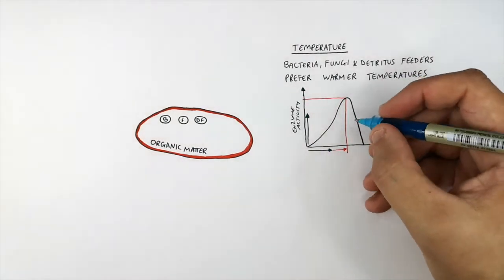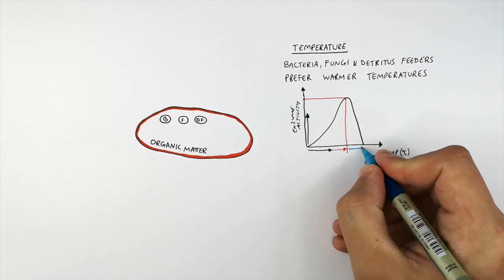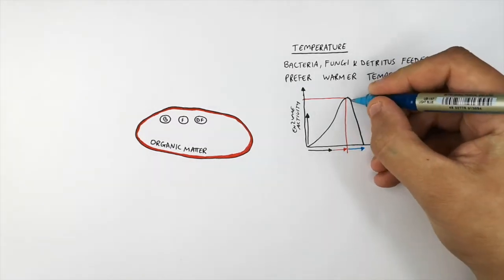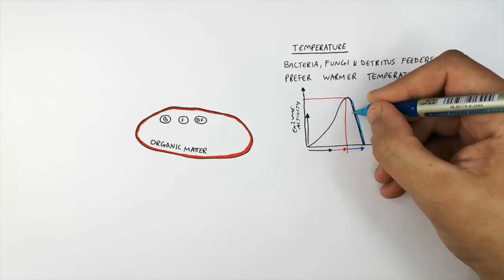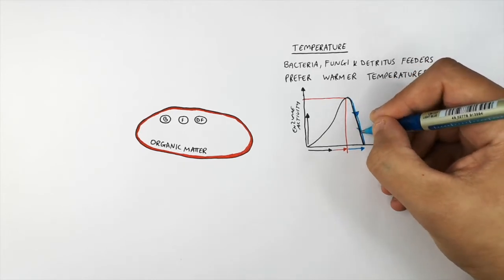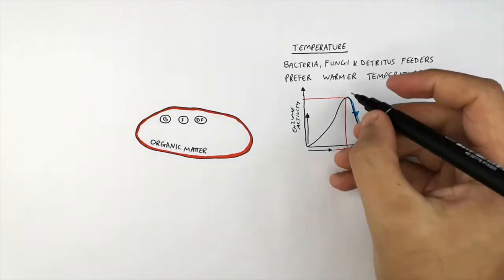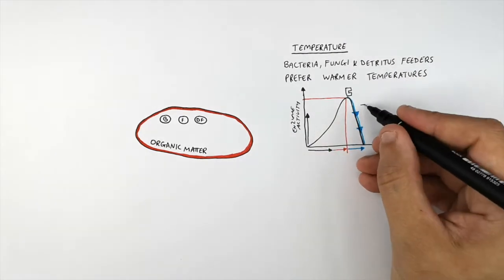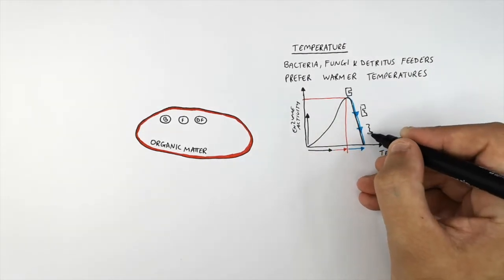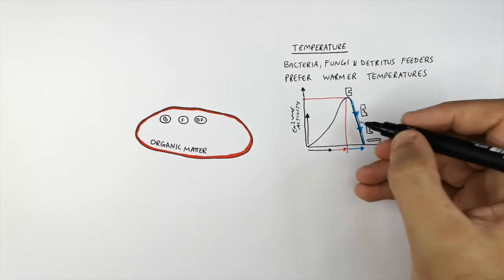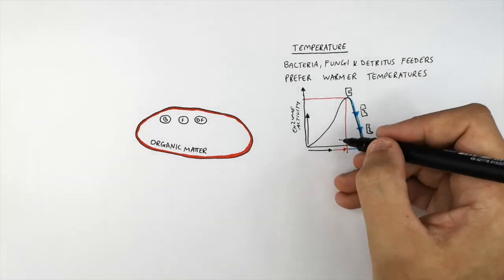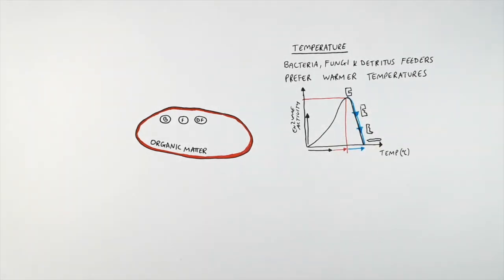If the temperature gets too hot, above the optimum temperature, the enzyme's active site will denature. Therefore, the rate of decay will decrease above the optimum temperature. So above the optimum temperature, the microorganism's enzymes will denature. Therefore, the rate of decay by the microorganisms will decrease.